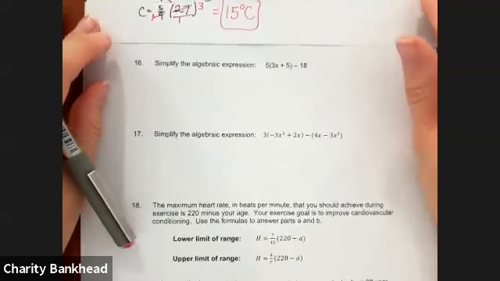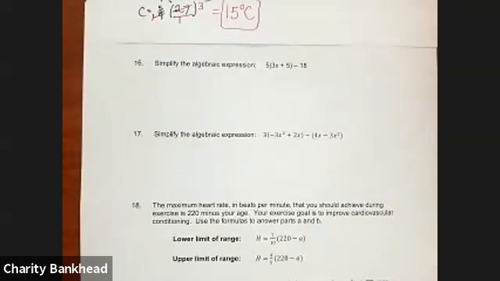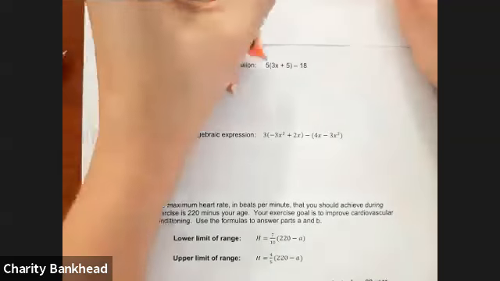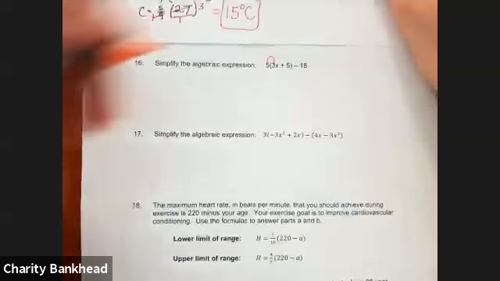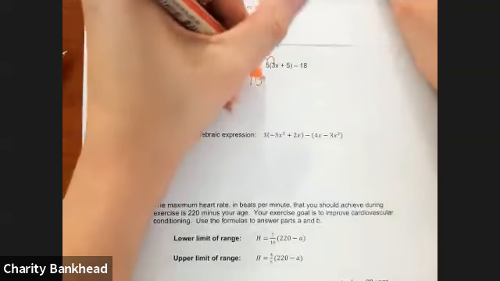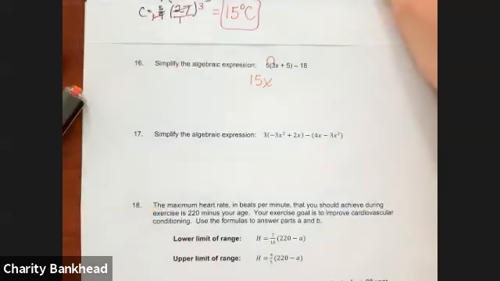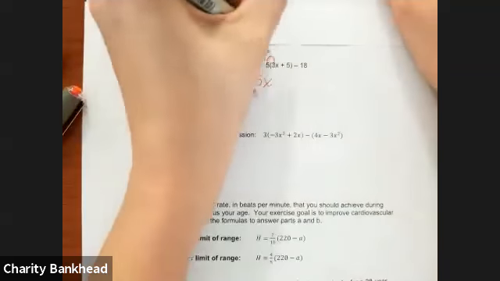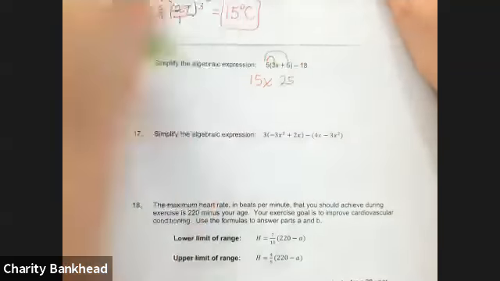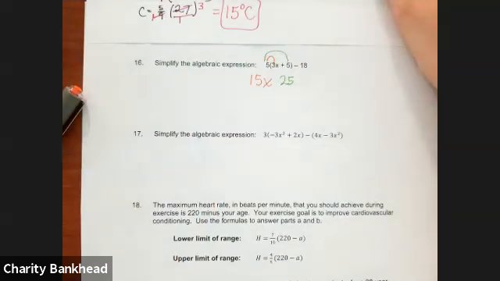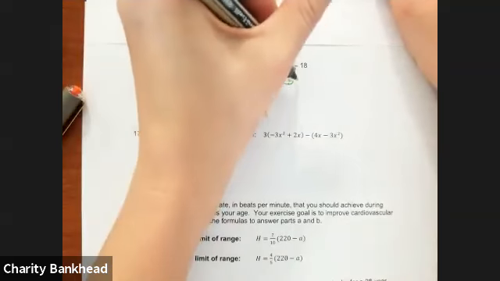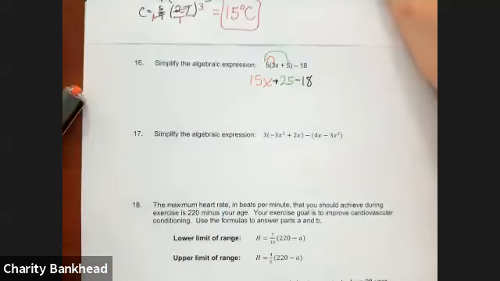Number 16, simplify the algebraic expression. So we need to distribute. We have 5 parentheses, 3x plus 5 minus 18. So distribute. 5 times 3x is 15x, and then 5 times 5 is 25. So I have 15x plus 25 minus 18.